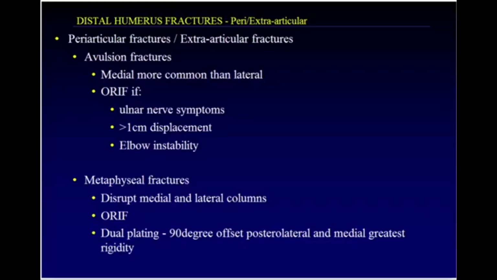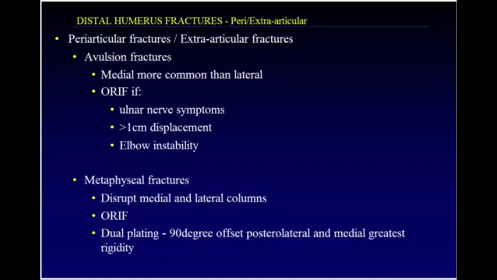Now, we're done with the humeral shaft. We're going to move on down to the elbow now and start talking about the very difficult distal humerus fractures. These include both periarticular fractures with extension into the joint as well as extraarticular or supracondylar fractures. The avulsion fractures are extraarticular.